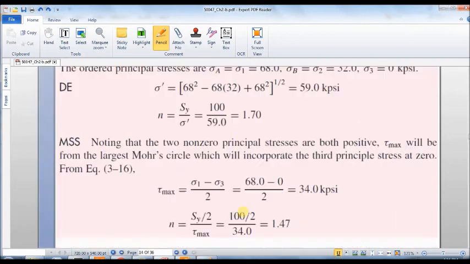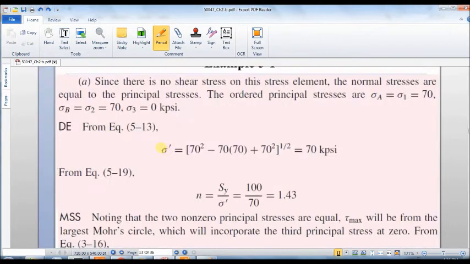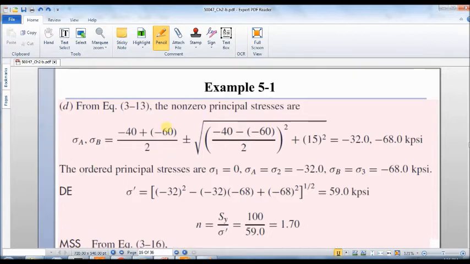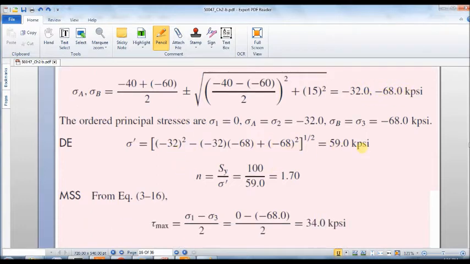In case D, again I have this state of stress in terms of x and y components. So don't take any risk. Use Mohr-Circle to find principal stress. Later on, substitute this principal stress here to find out effective stress, and then you will find out the safety factor by using distortion energy theory.